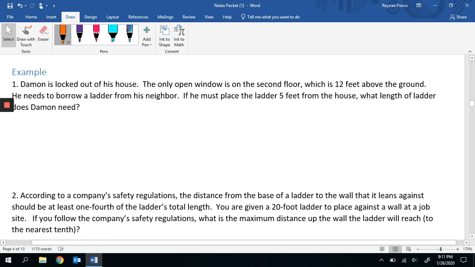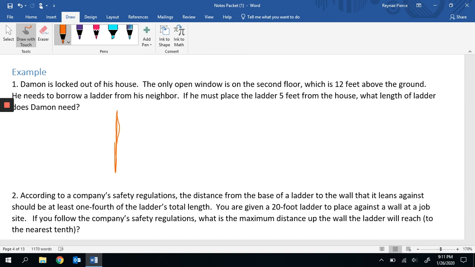Word problems now. Example 1 says Damon is locked out of his house. The only open window is on the 2nd floor, which is 12 feet above the ground. He has to place a ladder 5 feet from his house. And he needs to know how long of a ladder he needs to borrow from a neighbor. Anytime we've got a ladder, it's going to be the hypotenuse.